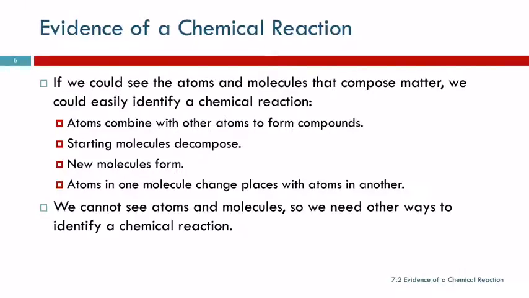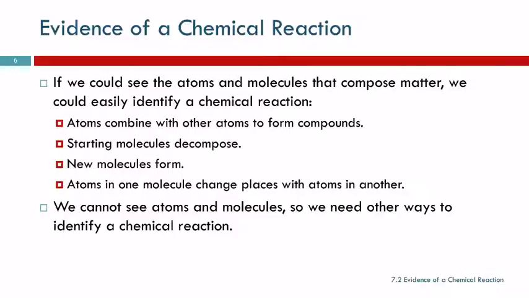Well, how can we tell if a chemical reaction has occurred? If we could zoom in and look at atoms and molecules, that'd be so awesome, and that would make chemistry so much easier, because we could actually go in and see what's happening, but we can't. So we have to look at other things that happen around chemical reactions.